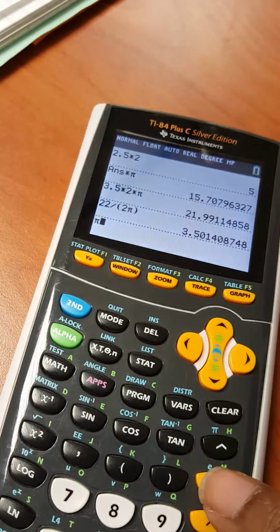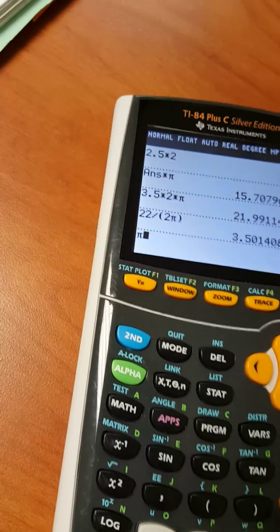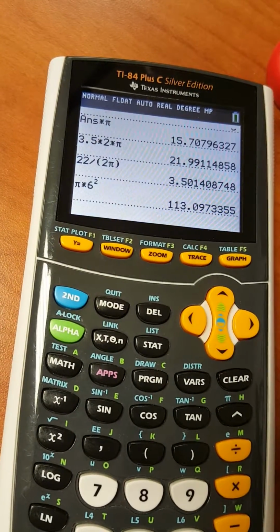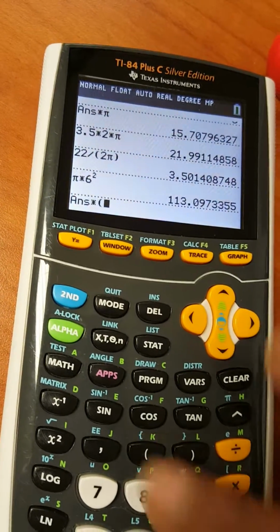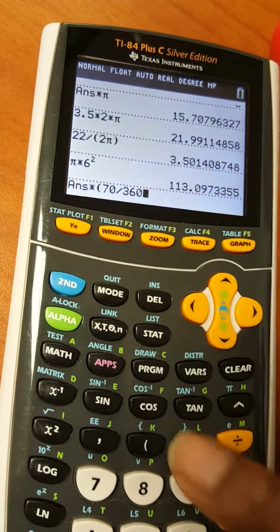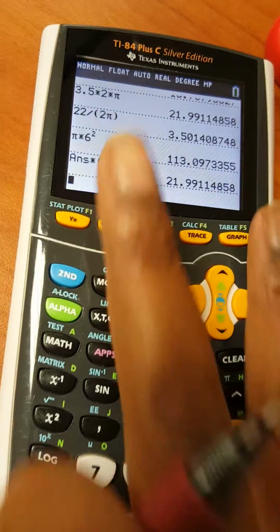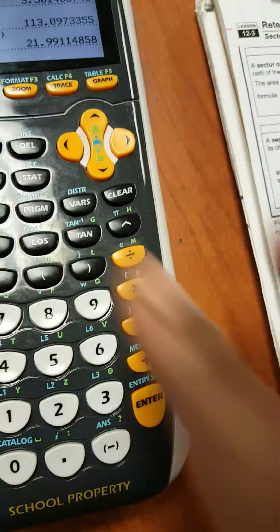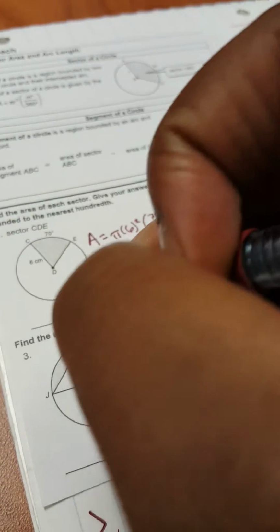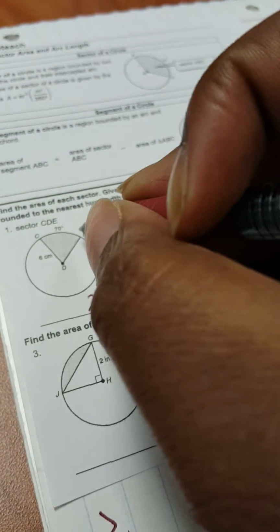So I'd put that in the calculator, round it to the nearest hundredth. So pi times 6 squared times 70 over 360. And what do you get? It says round to the nearest hundredth, so it'd be 21.99 centimeters squared because it's area.